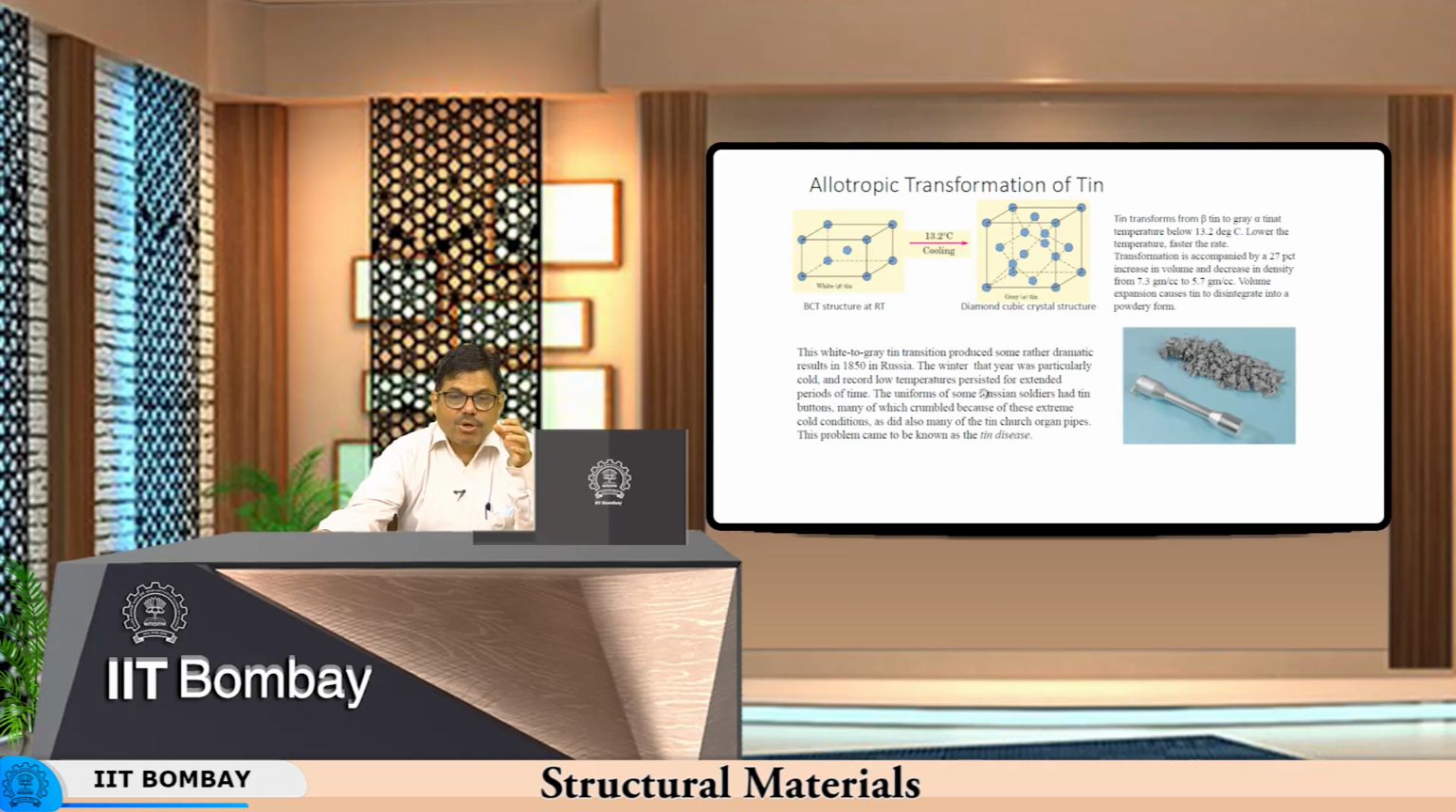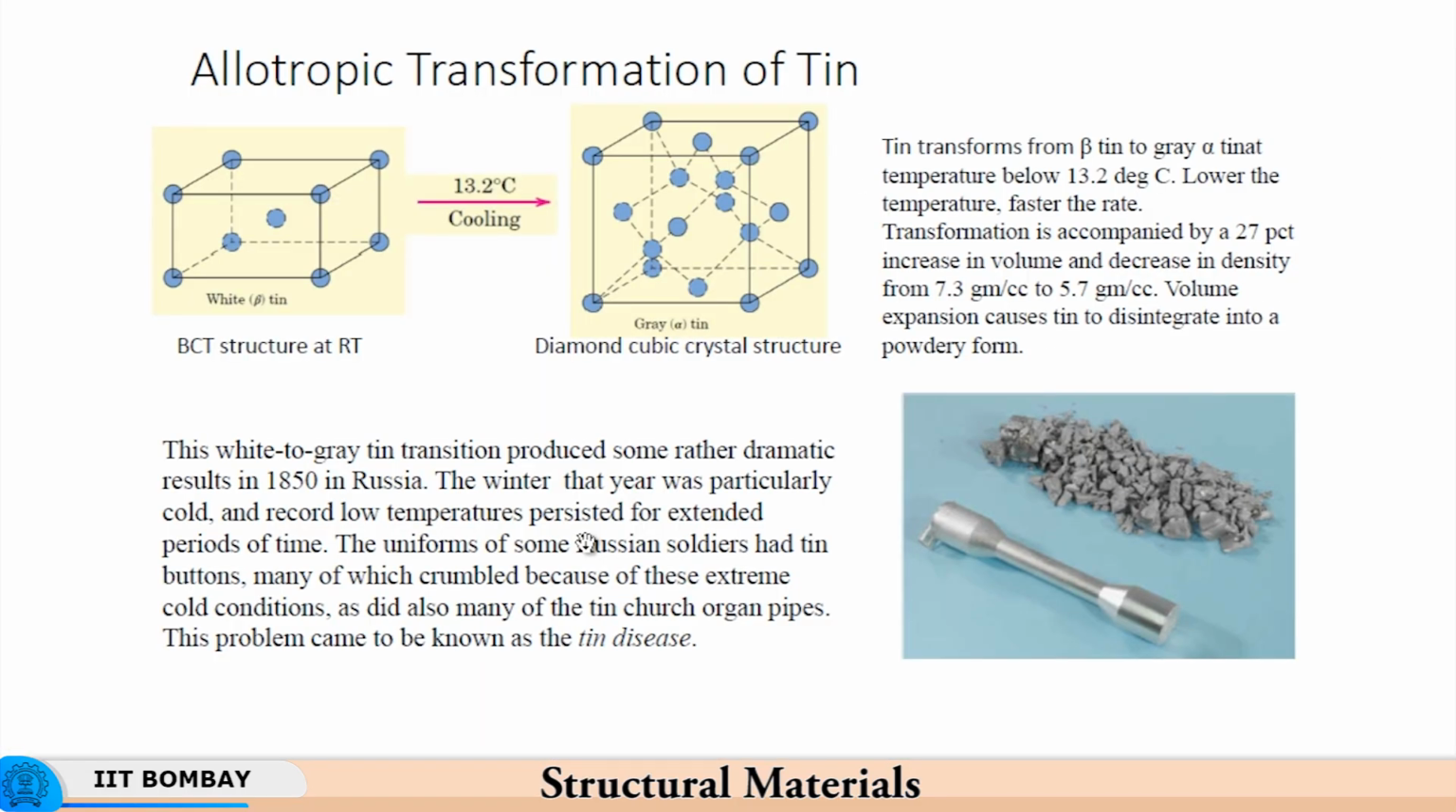And so, similarly, many of the organ pipes in churches also would crumble, because the tin would get transformed from body centered tetragonal at room temperature to a diamond cubic crystal structure which was in the form of a powder. So, you would find the organ pipes being converted to powder all of a sudden due to the presence of extreme cold. So if the temperature fell below 13.2 degrees centigrade or even through sub-zero temperatures, this would result in this conversion from body-centered tetragonal to diamond cubic structure.